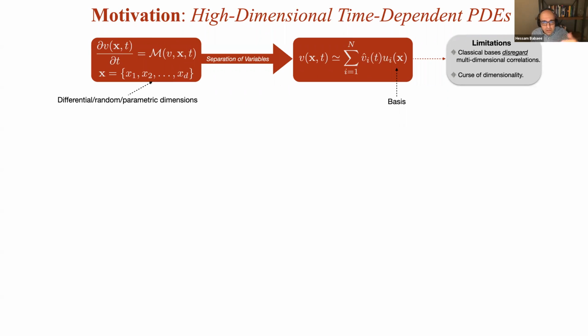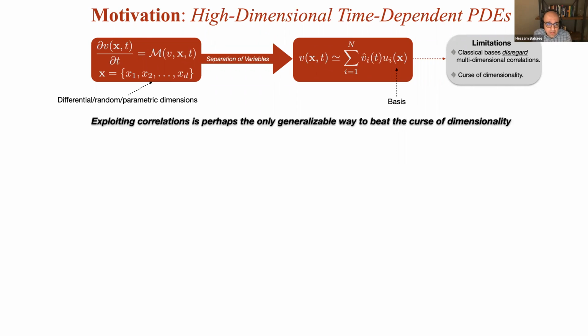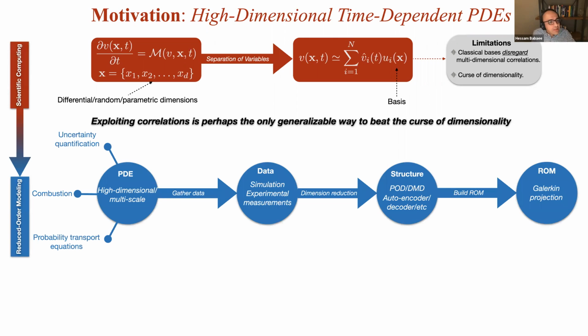What happens if we choose this basis from this library is that they disregard any sort of correlation in the solution. And that could be seen as the reason why these methods suffer from the curse of dimensionality when this dimension is high, if you just use this kind of basis. So perhaps the only generalizable way to beat the curse of dimensionality in computing, when you have a high dimensional space, is to use correlation. And so reduced order modeling is one way to extract this correlation and enable this kind of computation.